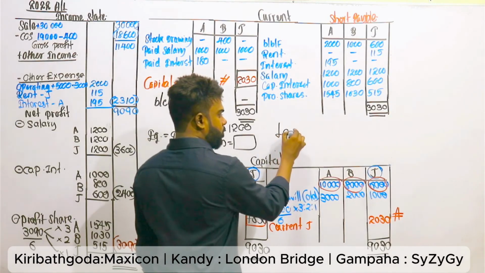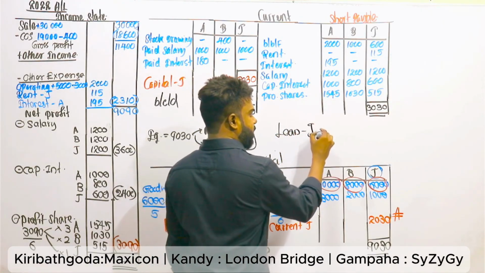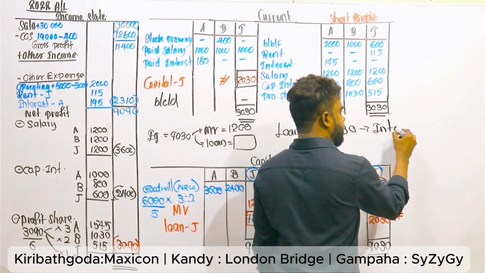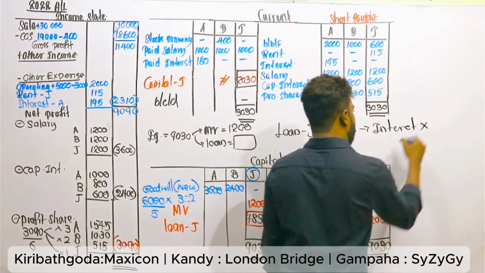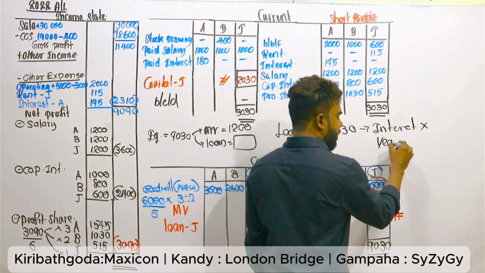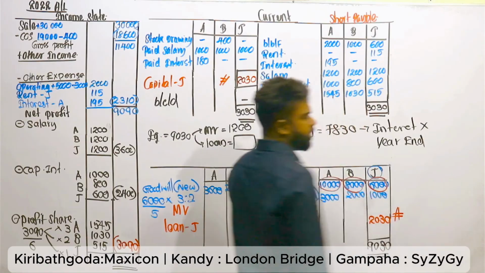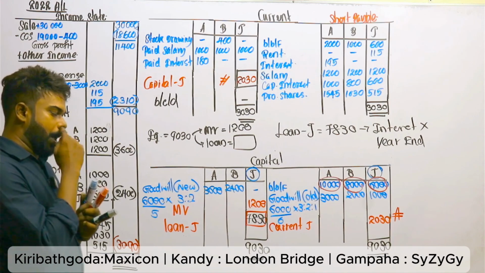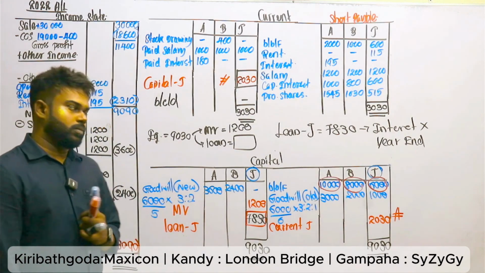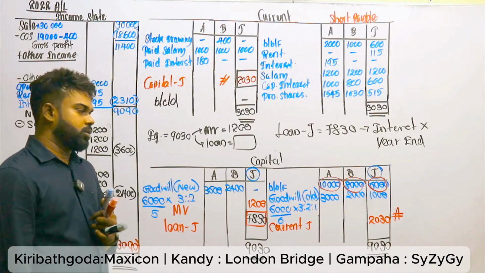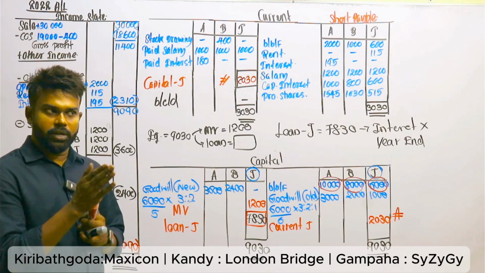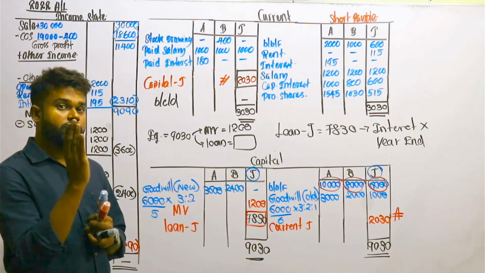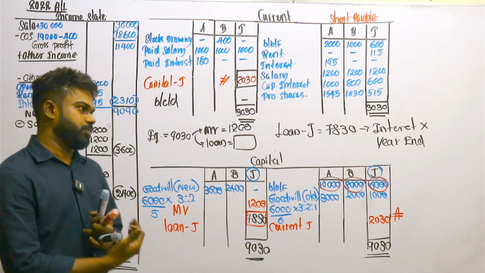Therefore, the retired loan of Jayani is 7830. No need to pay interest, because she retired at year end. Year end retired, therefore no need for loan interest, right? If the partner retired at the beginning of the period, you have to provide loan interest. If it is not mentioned in the agreement, you have to refer to section 42, 5% annual interest. Right, that's all.